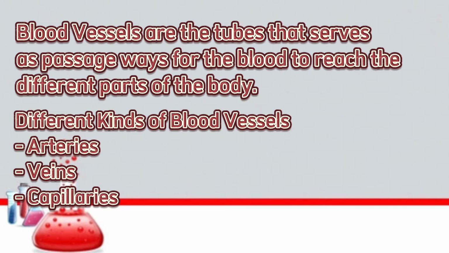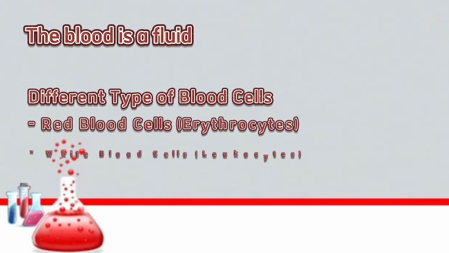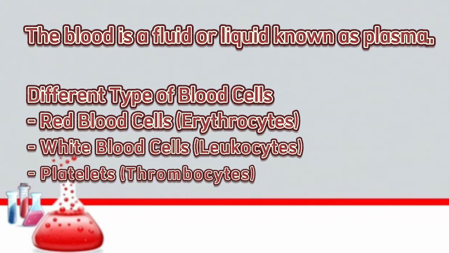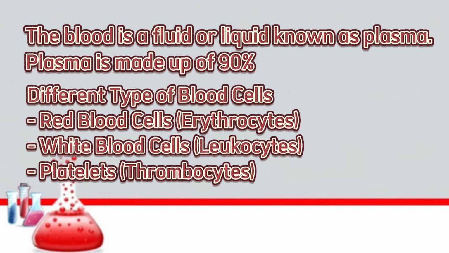Next is the blood. The blood is a liquid or fluid known as plasma. Plasma is made up of 90% water. Blood contains three types of blood cells, which are the red blood cells, the white blood cells, and the platelets.